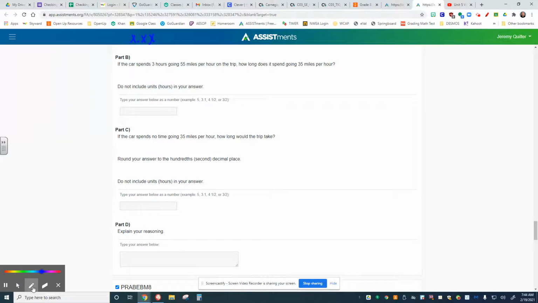Part B, looking at this going 3 hours for 55, or 3 hours at 55 miles per hour. So in this case, 55 miles per hour for 3 hours plus the 35 miles per hour is equal to 200 miles total. Same thing, solve it, round to the nearest hundredths place, put it into the box.